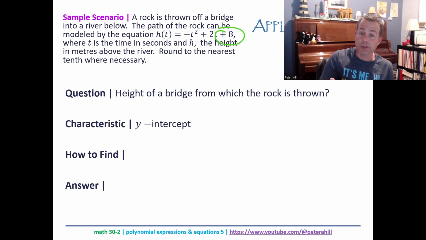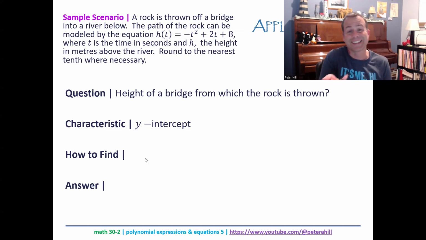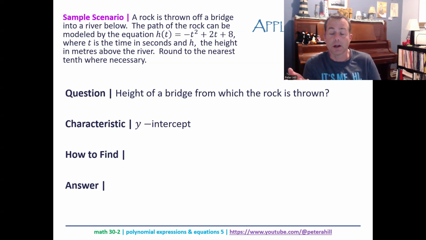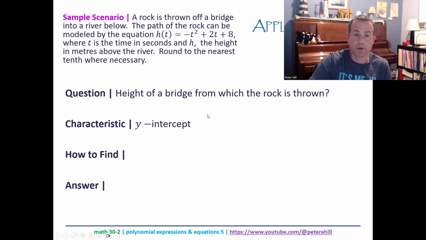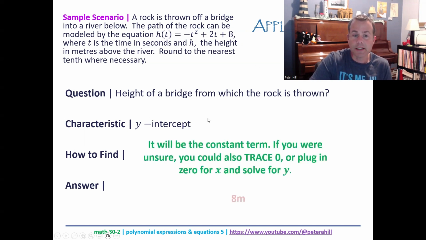Now, either you get it from the constant term, or you can remember that the value for x would have to be 0 there if we're looking for the y-intercept, right? So you can plug 0 in. In this case it's t, not x, but our input is 0. So we could plug 0 in for t and solve it that way. Or on a graphing calculator, you could go trace 0, enter, and get it that way, okay? No matter how you look at it, you are looking at an answer of 8 meters.